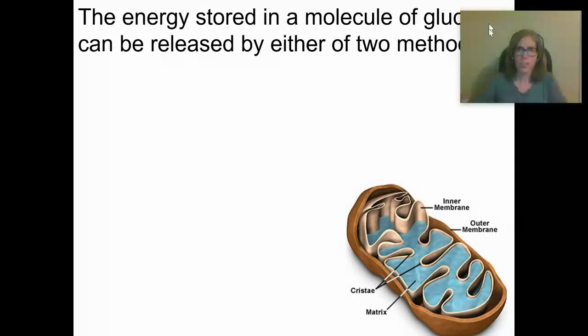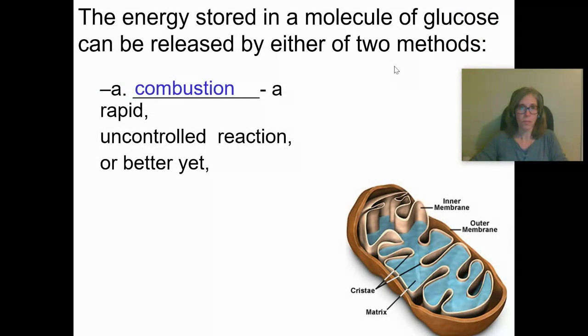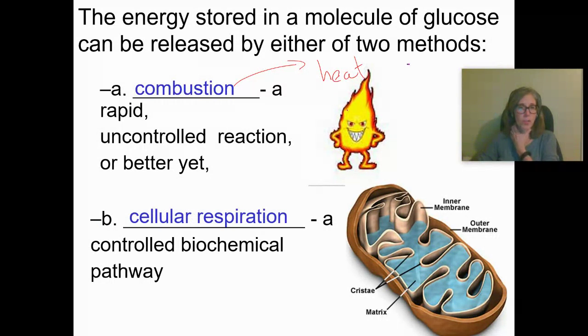So the energy stored in a molecule of glucose can be released in either of two methods. Either combustion, which means you're burning it, which is an uncontrolled reaction, and the energy is released as heat and light, right, when you're burning something. Or better yet, cellular respiration, which is a controlled biochemical pathway.